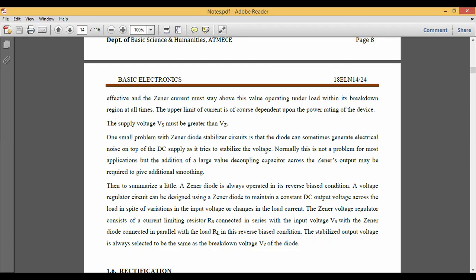But what is the problem here? Because of the circuit and the internal connection of that particular device, the stabilizer will produce some kind of noise. Just go near that refrigerator and try to listen. It will create some kind of noise, and that noise is because of the Zener diode.